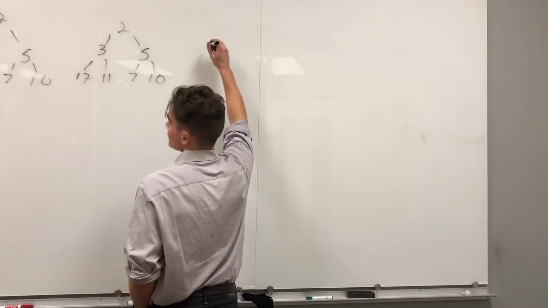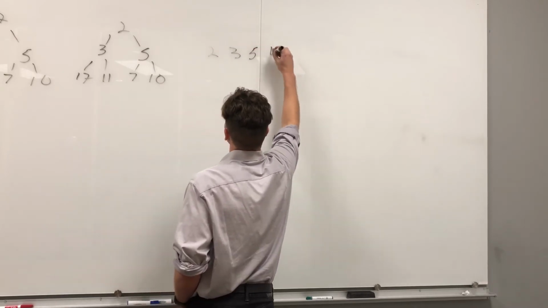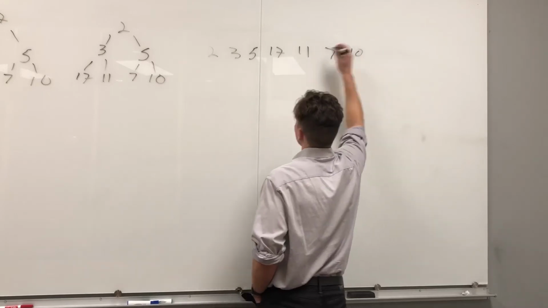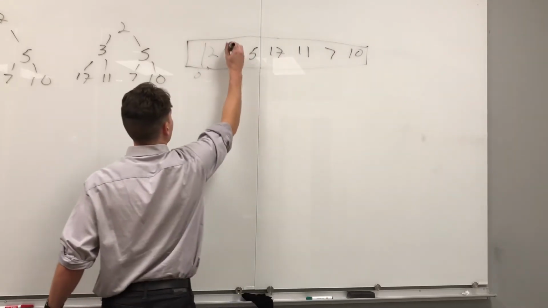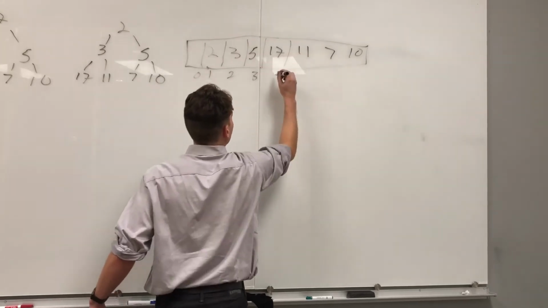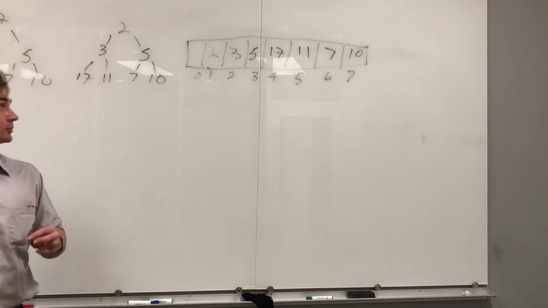As an array, because that's what's happening behind the scenes, it's going to look like this. Remember, we keep this first element vacant. And there, this is what it would be in the computer's memory.